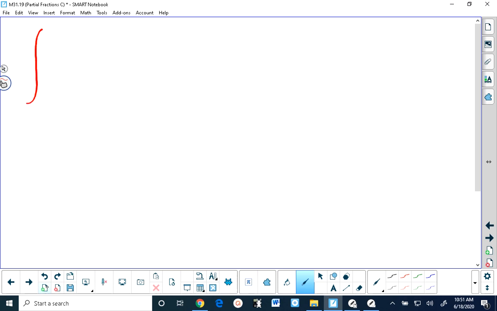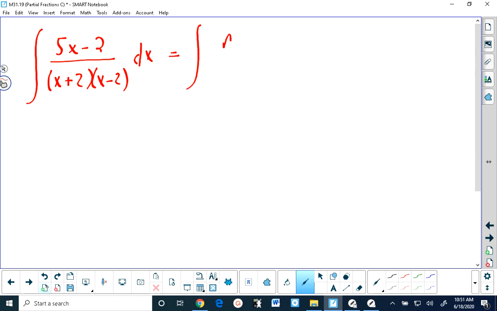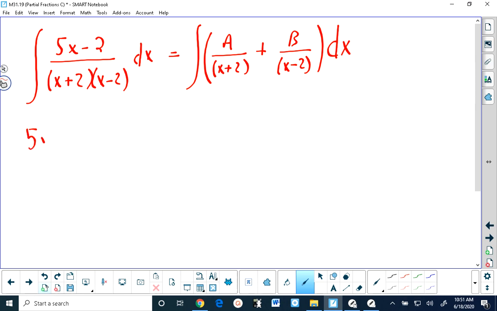So we are off on another detour. We have to take the integral of (5x minus 2) over (x plus 2)(x minus 2) dx and break it up into the integral of a constant over x plus 2 plus a constant over x minus 2, using the technique of partial fractions. Which means we have 5 times x minus 2 over (x plus 2)(x minus 2).